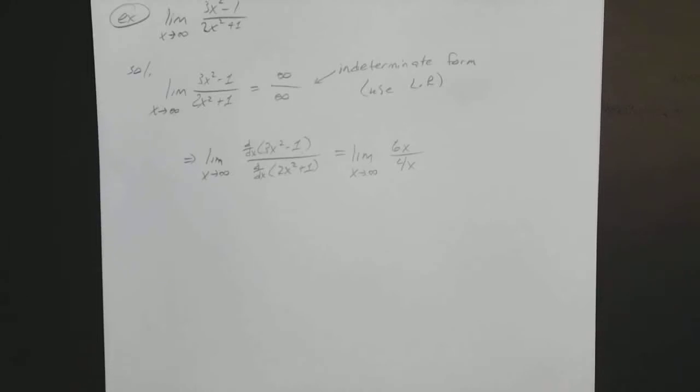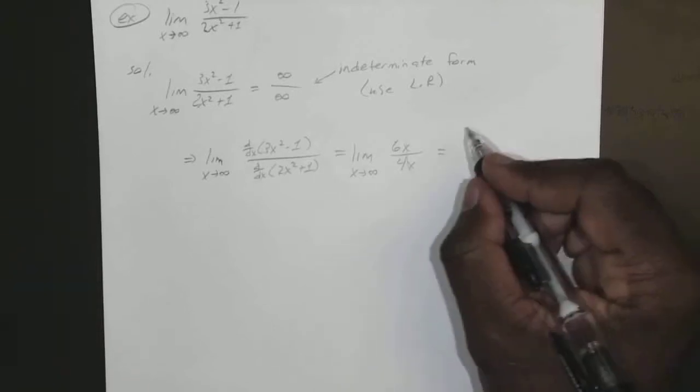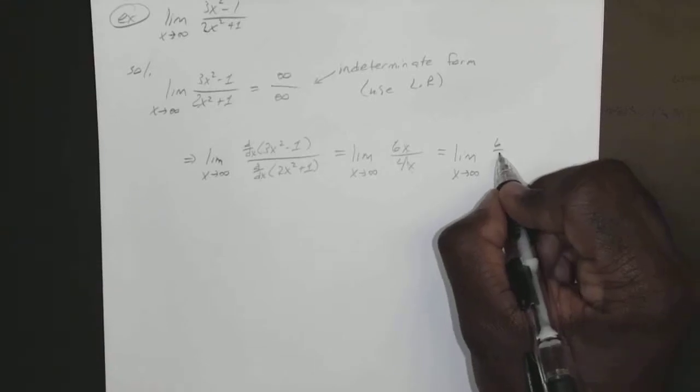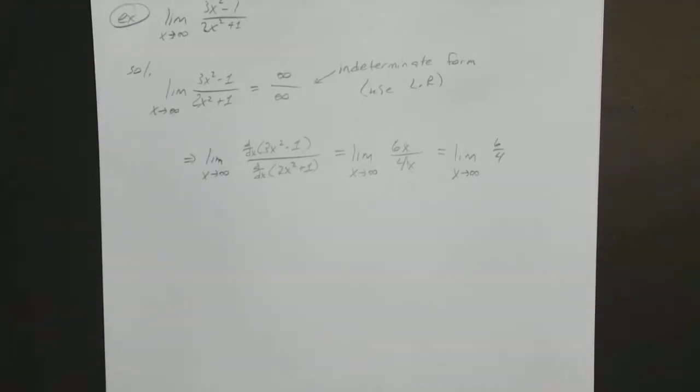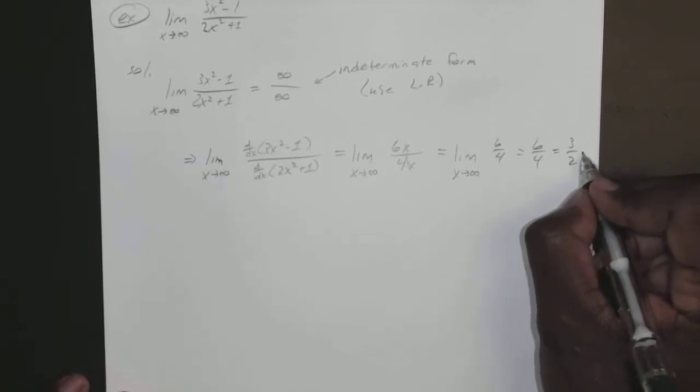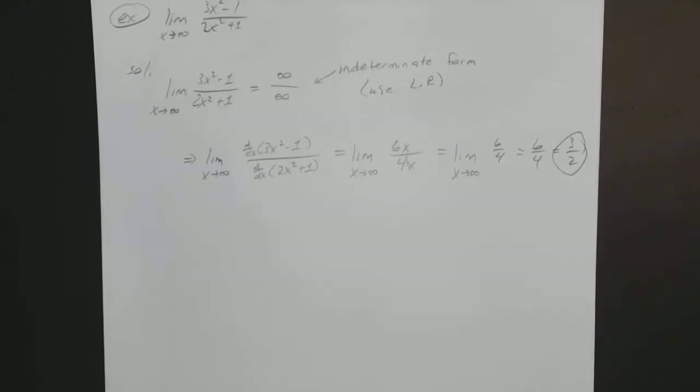Okay. So you can just go ahead and cancel out the x's if you want to, or you could apply L'Hopital's rule again. And you just end up with the limit as x approaches infinity of 6 over 4. Okay. So we know that if it's constant, it doesn't matter what you're approaching. It's just going to be a constant. So that's 6 over 4, which simplifies to 3 over 2. All right. So any questions on that one?